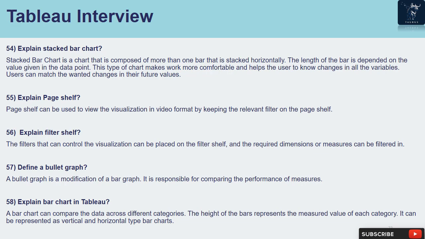57. Define a bullet graph. A bullet graph is a modification of a bar graph. It is responsible for comparing the performance of measures. 58. Explain bar chart in Tableau. A bar chart can compare the data across different categories. The height of the bars represents the measured value of each category. It can be represented as vertical and horizontal type bar charts.